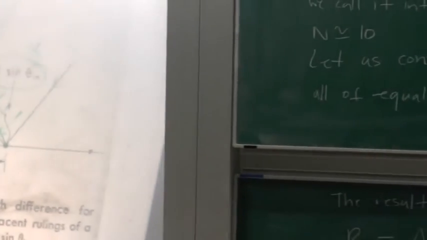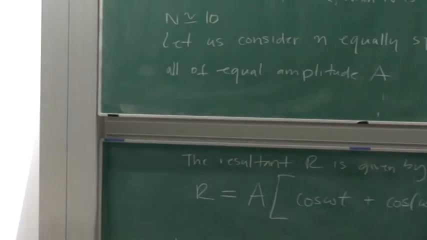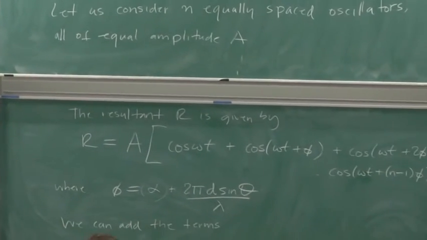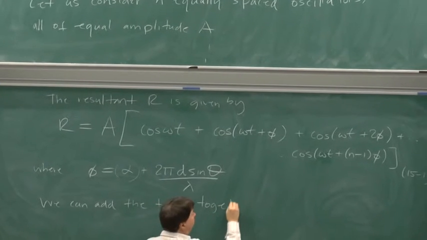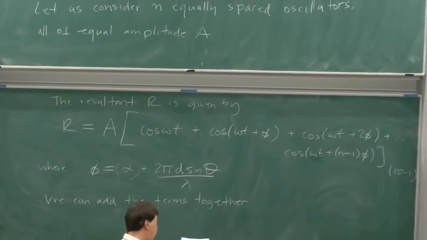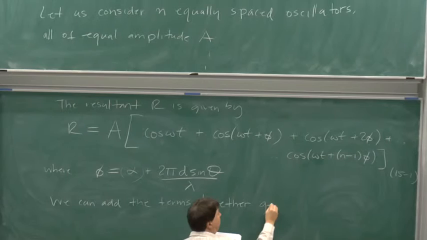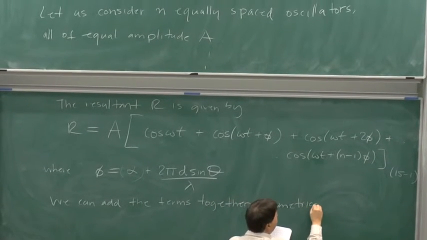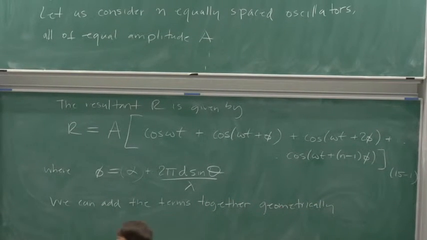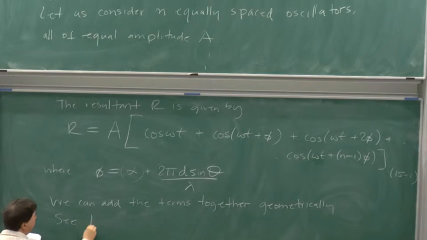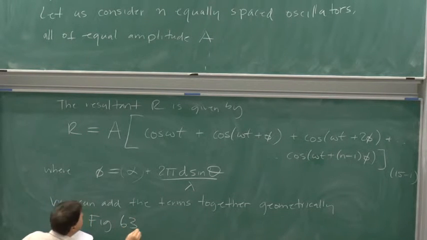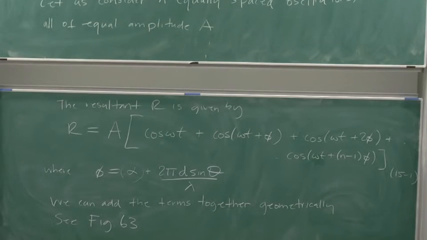Of course, we could do the maths, but as we've bothered to introduce phasor diagrams, we might as well use them, because they are rather nice for this result. We can add the terms together geometrically. And this is illustrated in figure 63 of the course handouts. Sorry, it's rather scribbled over now, but you've got your own versions that aren't scribbled over. So the next tiny bit of maths will refer to this diagram.